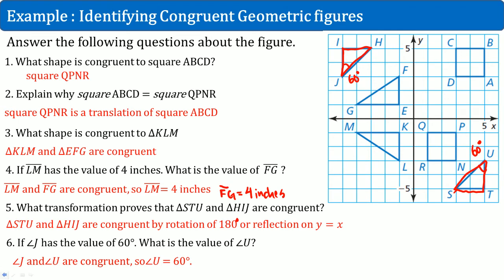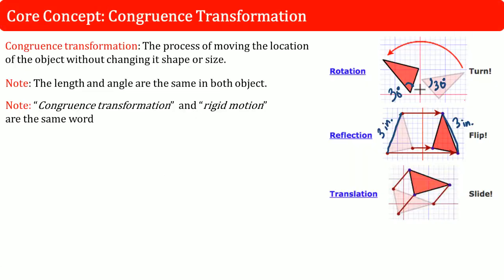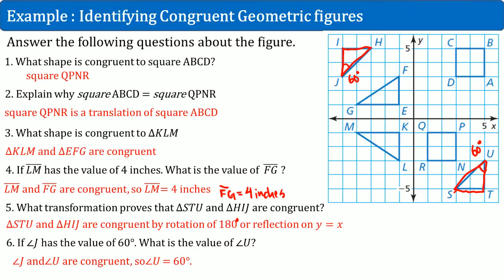Like before, we said it in our core concept. If you perform a congruent transformation with either a rotation, a reflection, or a translation, the length and the angles are the same in both objects. That is the reason why 6 and number 4 are correct.